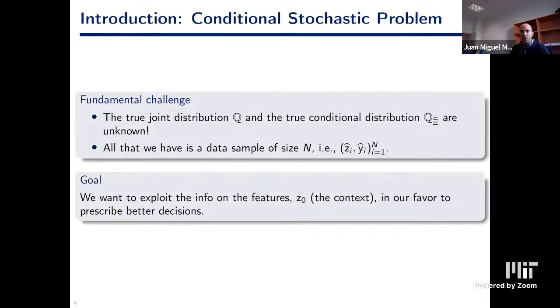Okay, so we want to solve the conditional stochastic problem that we saw before in the first slide. However, we are faced with a fundamental challenge. Neither the true joint distribution, the Q, nor the conditional one, the Q tilde, is known at the moment we need to make a decision. The only thing we have is a data sample that we write like Z_i hat, Y_i hat of size n, of the joint distribution between the context and the uncertainty affecting my conditional stochastic program. So what do we do against this challenge?